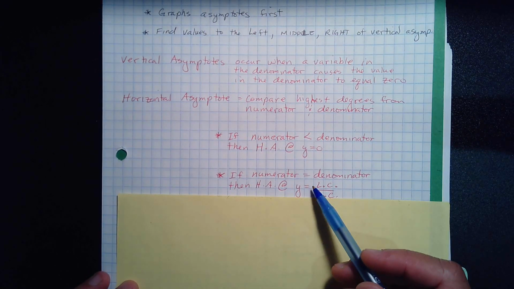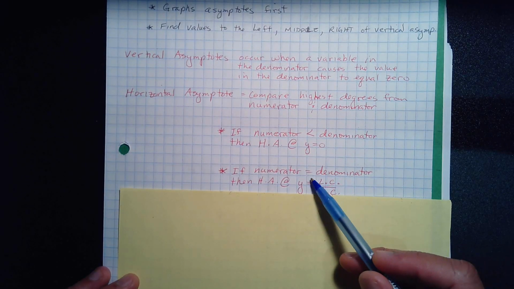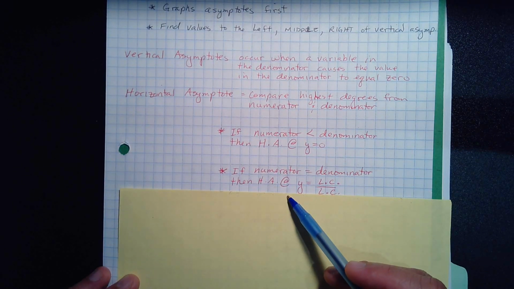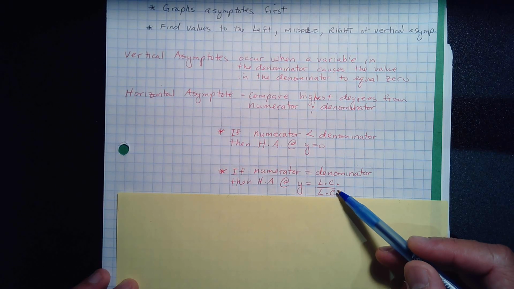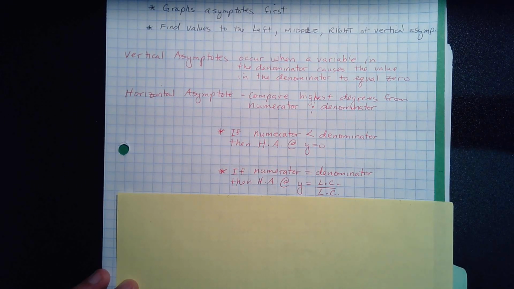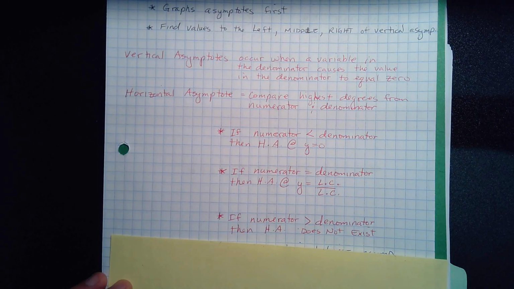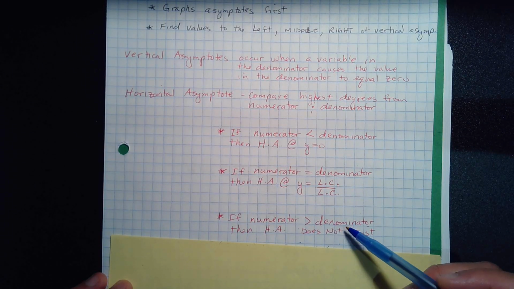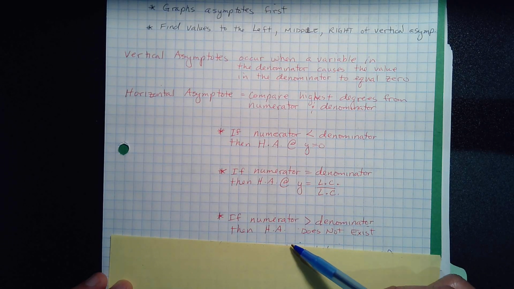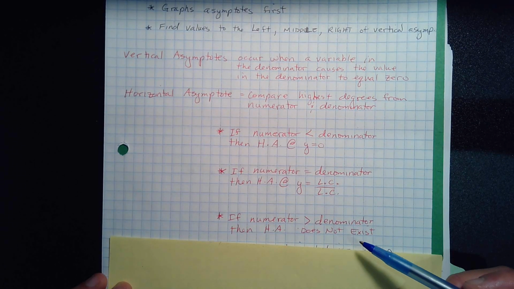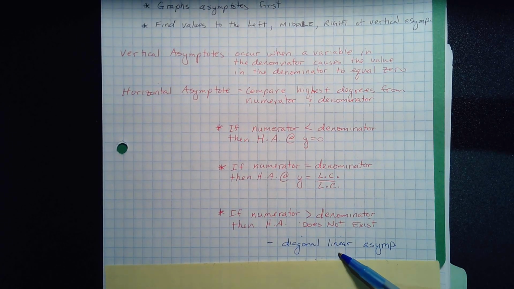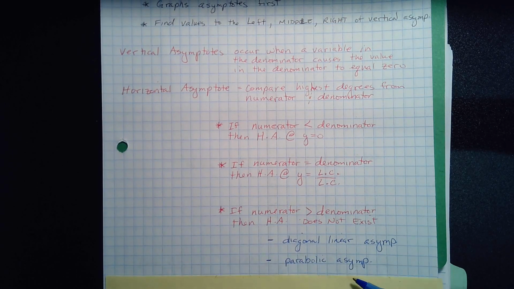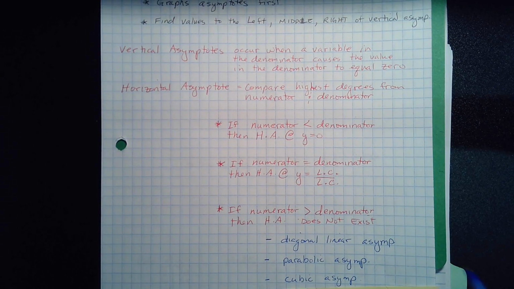If the numerator degree and the denominator degree are equal to each other, then the horizontal asymptote is going to be at y equals the ratio of the leading coefficient of the numerator over the leading coefficient of the denominator. And if the numerator degree is greater than the degree of the denominator, then the horizontal asymptote does not exist. Depending on what the expression is in the numerator and denominator, you can have a diagonal linear asymptote. You can have a parabolic asymptote. You could even have a cubic asymptote.